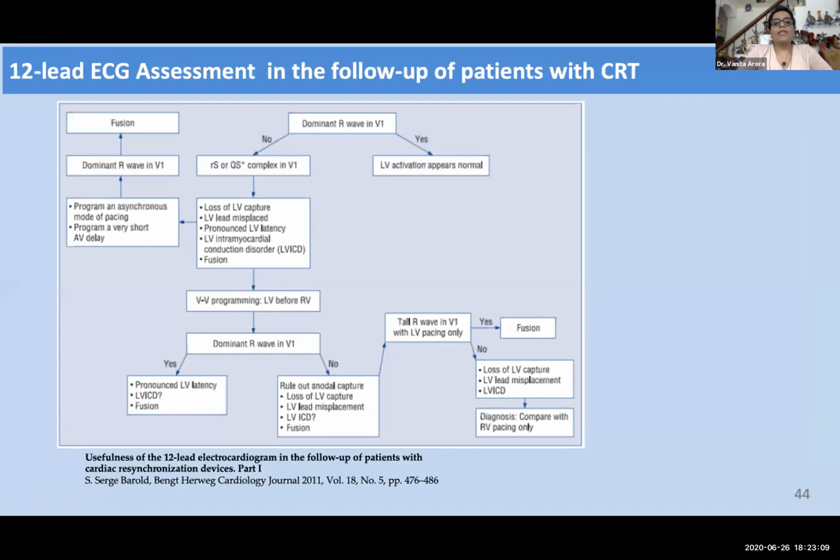So to summarize all this in a table, I'll just briefly discuss that if you have a dominant R in V1, it is an LV activation, which is good. But in case you have an RS or QS pattern in V1, you have to look at various modalities to see why there is no R in V1. You may do the programming again, in the form of VV programming. You may pace the LV first to try to have the dominance of the R wave in V1, or try to look at what is the reason for not having a prominent R in V1.